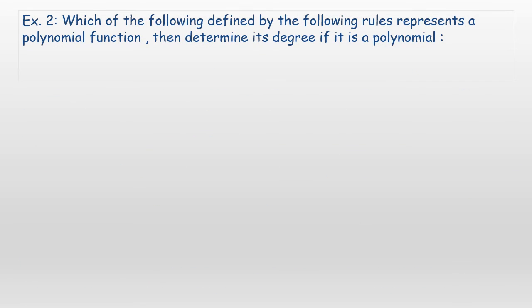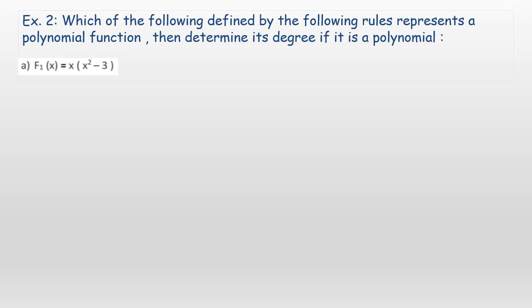For our example: which of the following functions, defined by the following rules, represent a polynomial function? Then determine its degree if it is a polynomial. So f of x equals x times the bracket x to the power 2 minus 3. Without simplifying, this is a polynomial function, because every element of the domain in the real numbers has a value in the codomain. So it is a polynomial function, and we want to find its degree.